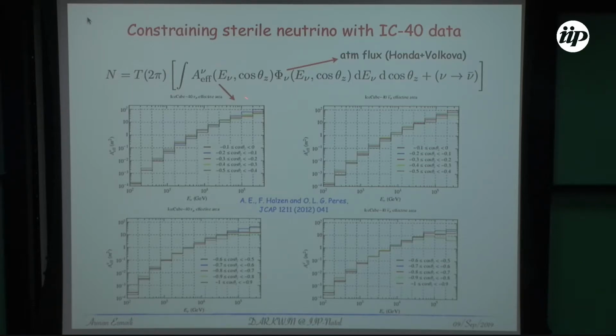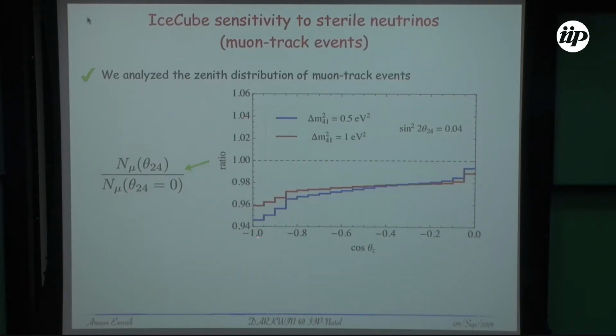You have to convolute the effective area with the flux, and then do the integration on the bin. I'm not going into the detail. So here, for example, you can see the zenith angle distribution of the events integrated over the energy for some non-zero theta 2-4, divided by theta 2-4 equal to 0, which is the standard scenario. And you can see that there is a huge deviation from what you expect in the standard scenario, which is 1.